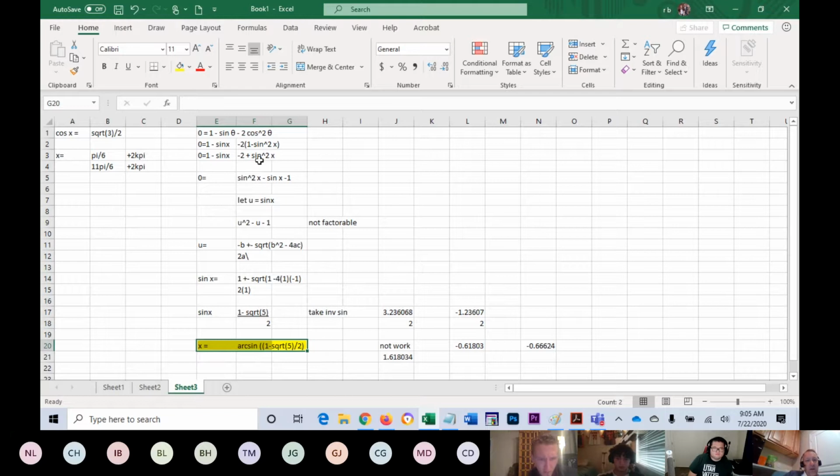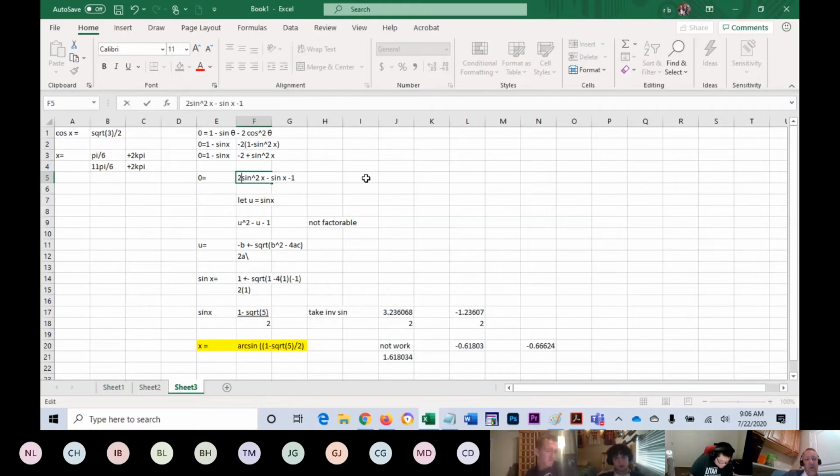So negative 2 plus sine squared. So that's sine squared. So 1 minus 2 is negative 1. Oh, wait. Go back. It's plus 2 sine squared of x. Oh, is that where I messed up? Yeah. Because you forgot to multiply. Ah, that's right. So it should be 2 sine squared. Well, now it's factorable.